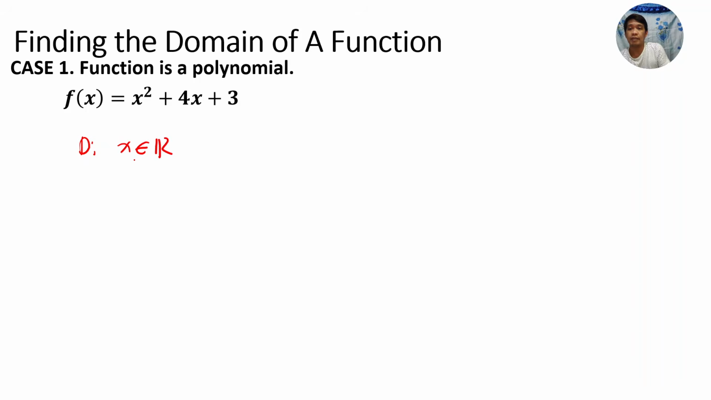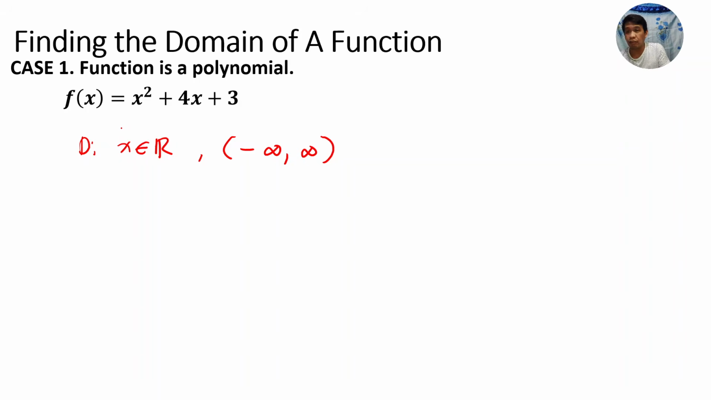So, meaning to say, lahat ng value ng x ay pwede. So, interval notation, that is negative infinity to positive infinity. Bakit open parenthesis and close parenthesis? Bakit hindi bracket? Kasi hindi naman natin ma-reach ang infinity. Kaya, laging ang notation natin doon ay open and close parenthesis. So, ito yung tinatawag nating interval notation.